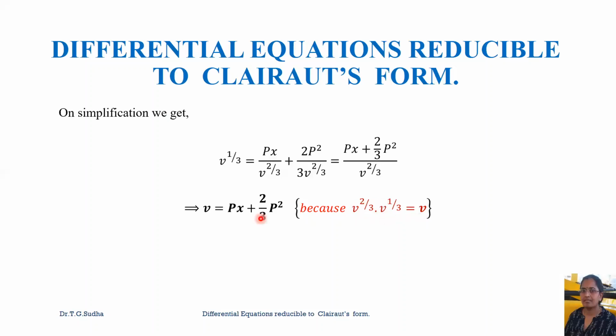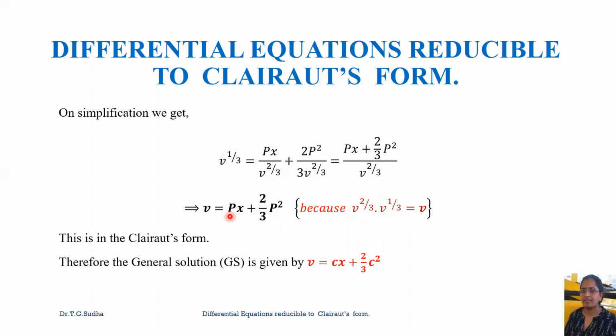So we get v. On the left hand side now we have v. On the right hand side we have capital P into x plus 2 by 3 into p square. This is in the Clairaut's form with a new variable v and the new derivative capital P. So we need to replace capital P by a constant c. So we get the general solution as v is equal to cx plus 2 by 3 c square.